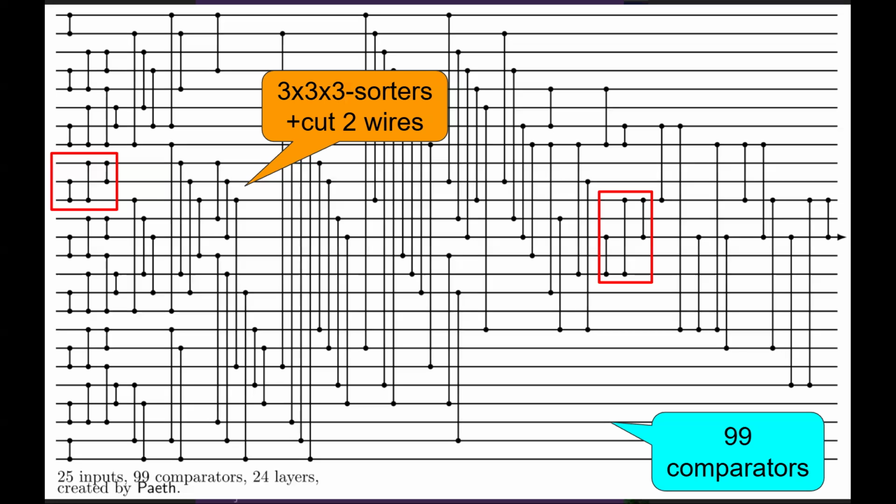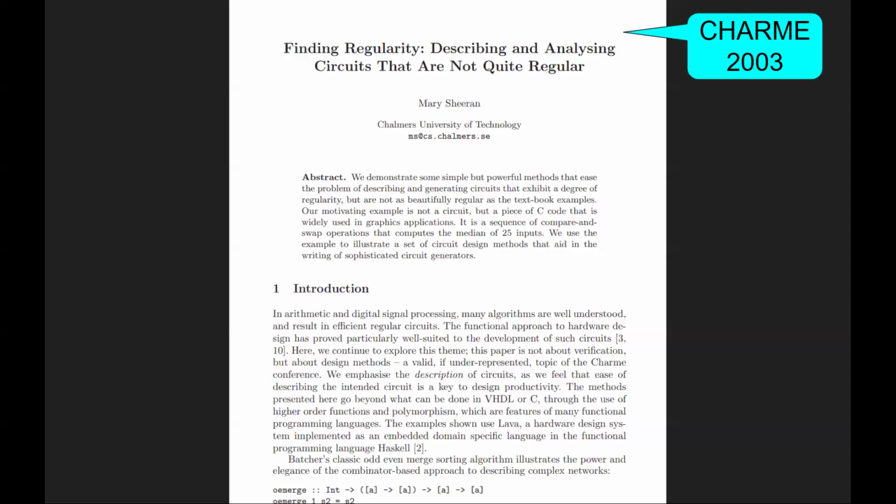Because, oh, by the way, there's all kinds of free sorters hidden in this network. There's one there. So there's many free sorters. And there's one at the end as well. So Mary saw this, and she thinks, how can I describe this ugly network? There's no structure in it whatsoever. So she writes a beautiful paper. It's called Finding Regularity, Describing and Analyzing Circuits that are not quite regular. And it was written in 2003. It's a beautiful paper. It shows how to use nice recursive functional descriptions to describe networks like that. I'm not going to show it because my talk is not about this. But she found that when she tried to describe it, her network was smaller than the one that was there.